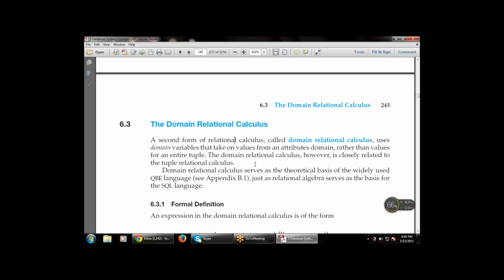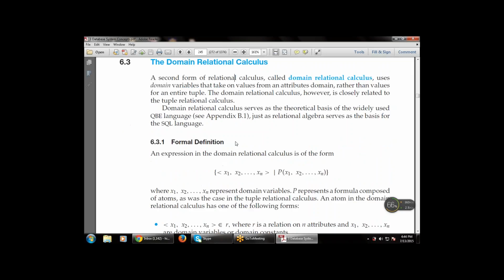Now what is the formal definition of the domain relational calculus? This is the formal expression: {<x1, x2, ..., xn> | P(x1, x2, ..., xn)}, where x1 till xn represent domain variables.